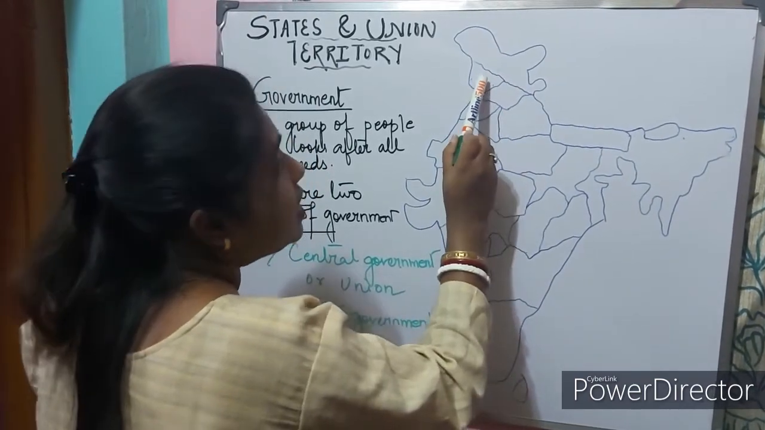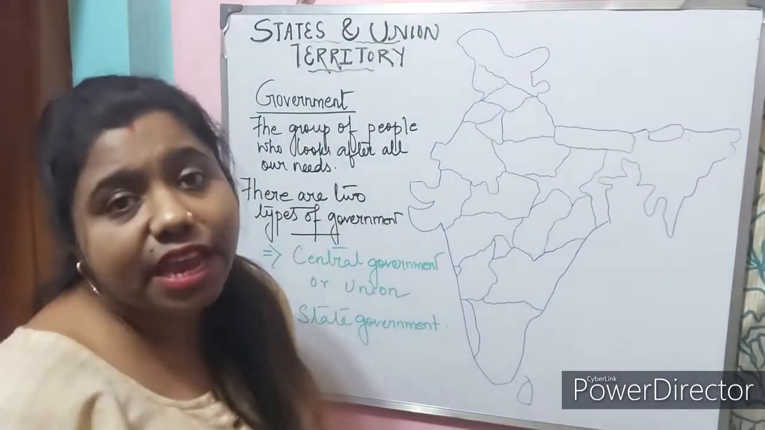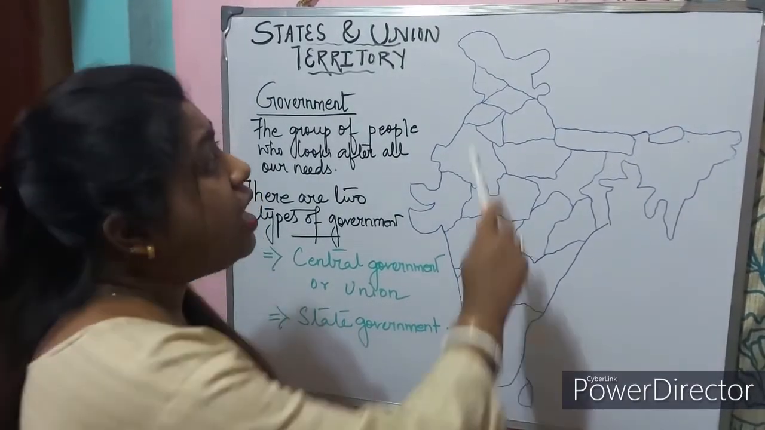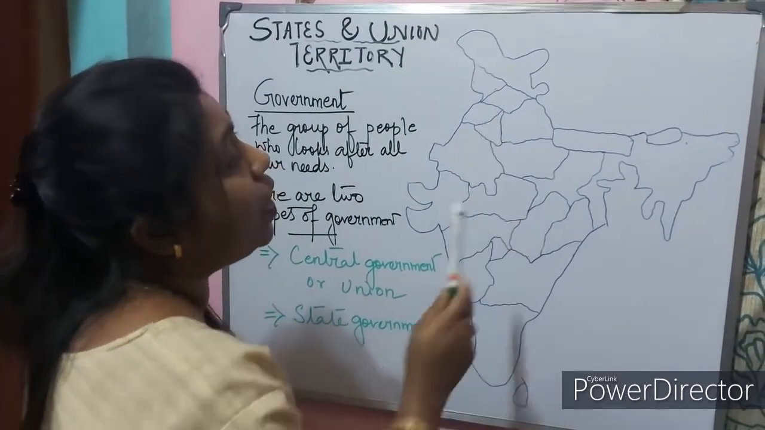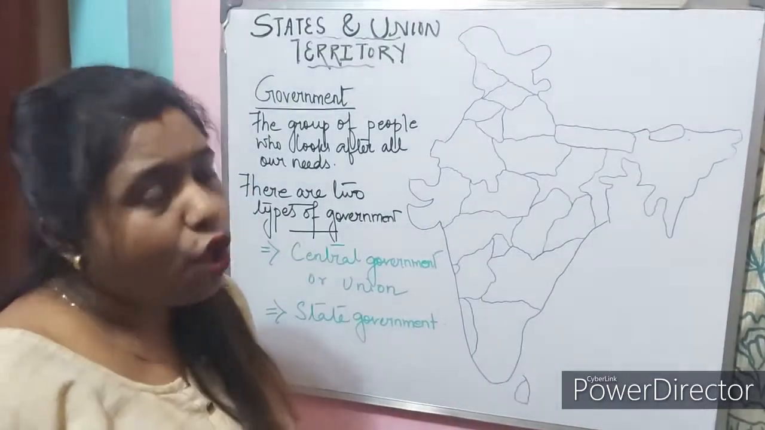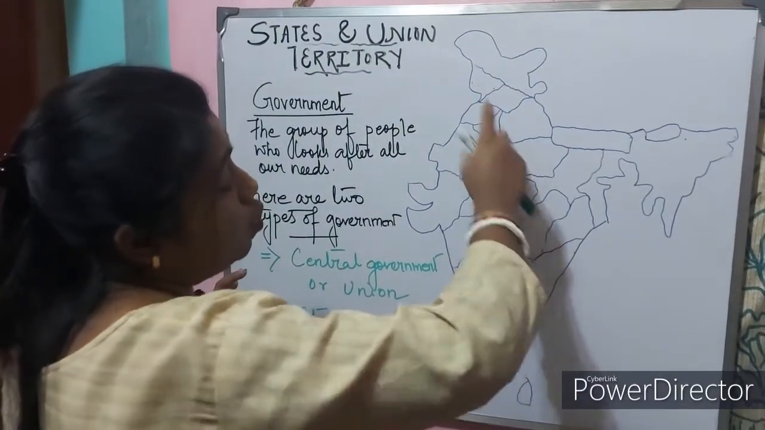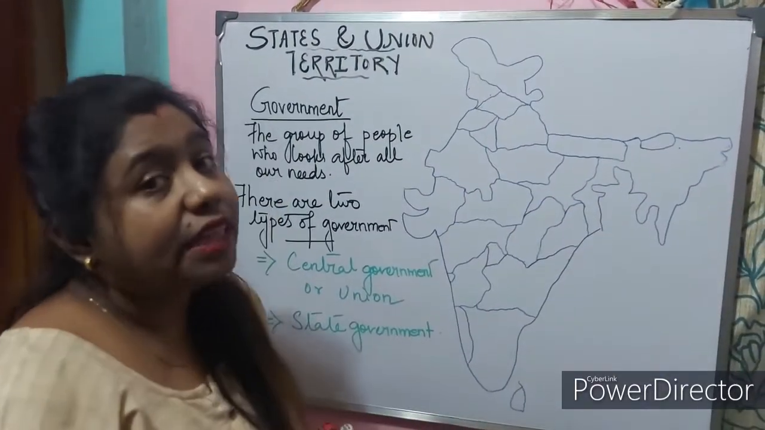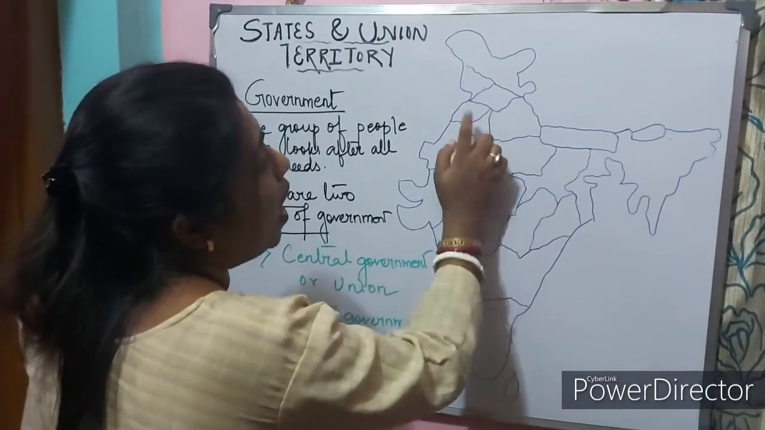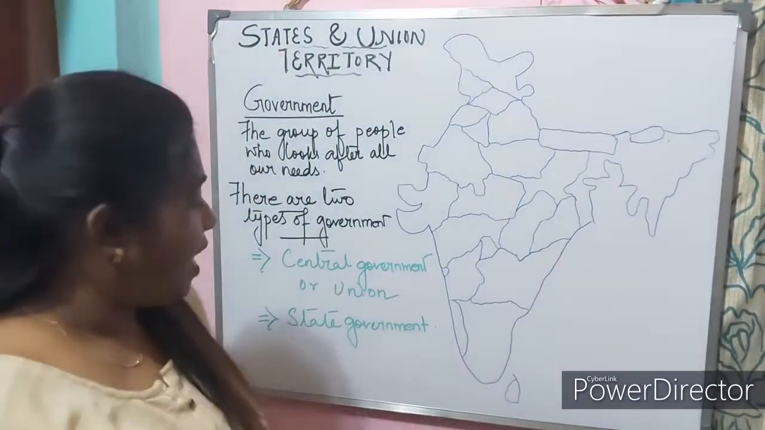And every state has its own state government. Every state has its own state government who looks after the needs and demands of the people who are living in these states, because it is not possible for the central government to look after such a big country. That is why the country is divided into smaller parts, smaller territories, referred to as the state, like the state government.